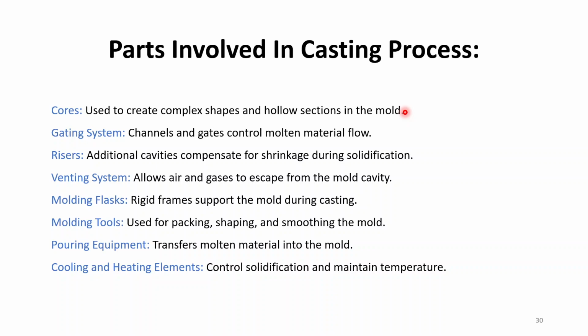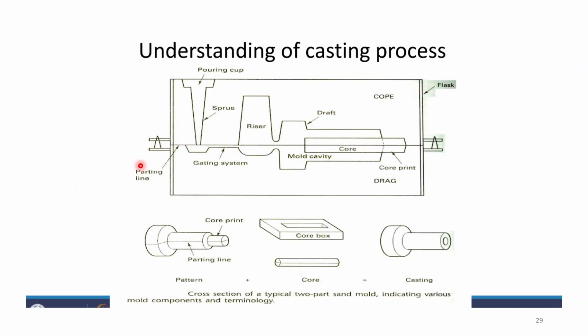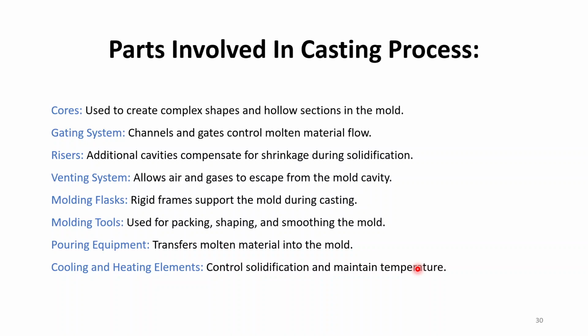Next you have the parting line, where your cope and drag are matching. This is the parting line. Okay, then these are your core box and casting, all these are shown. Now we'll go through the definitions of these terminologies.